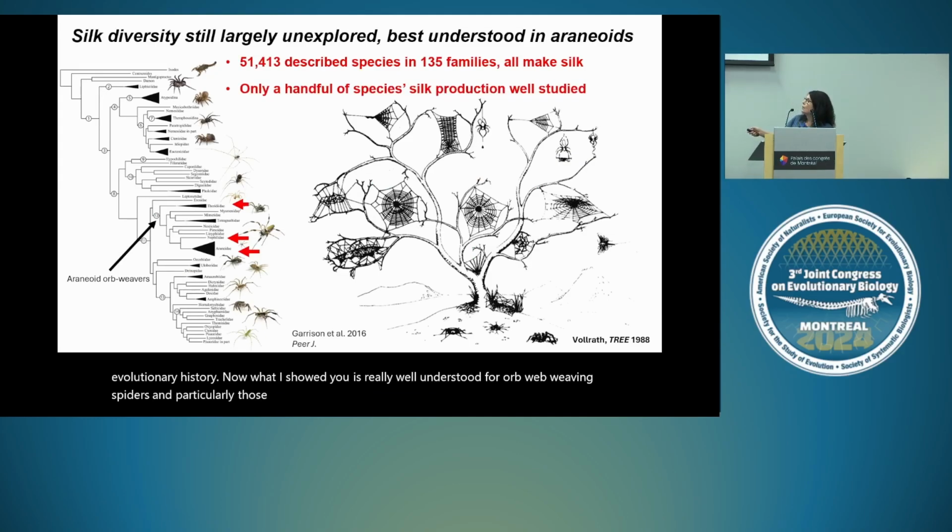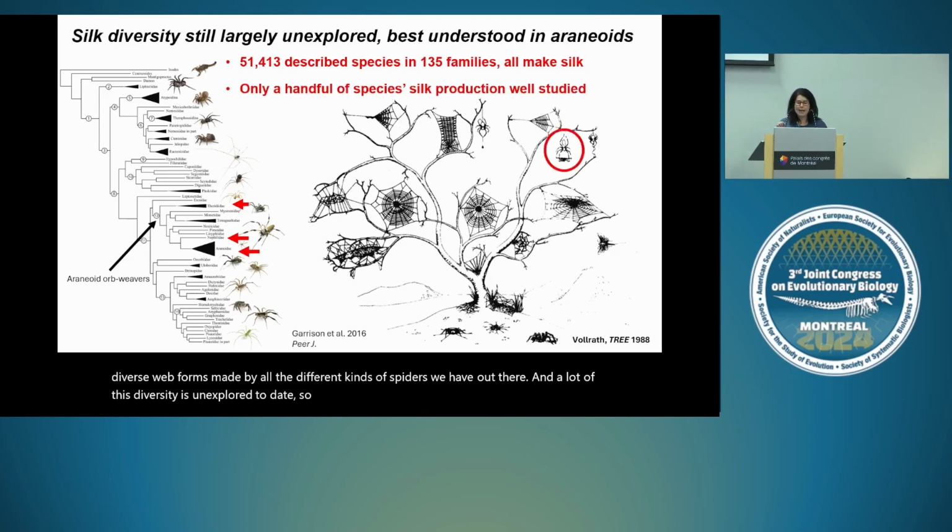Now, what I showed you is really well understood for orb web weaving spiders, and particularly those in this clade known as the Araneoid orb web weavers. Now, it's a big clade and it's got a lot of families, and in fact, we really understand the system very well from just a small number of species in 3 families depicted here by these red arrows. And it turns out all spiders make silk, and they do so by drawing on different proteins from the same family that I just told you about. And this lovely cartoon over here depicts some of the diverse web forms made by all the different kinds of spiders we have out there. And a lot of this diversity is unexplored to date.